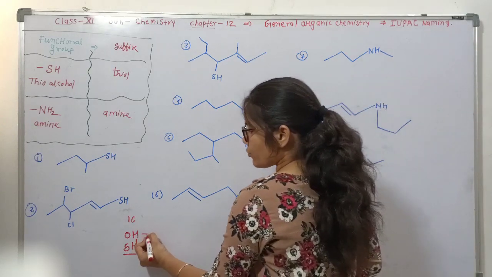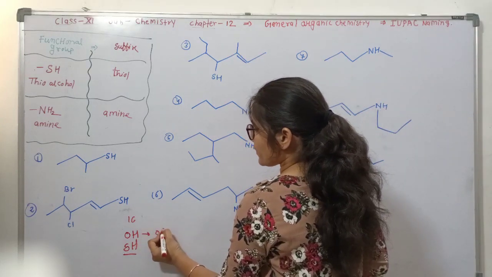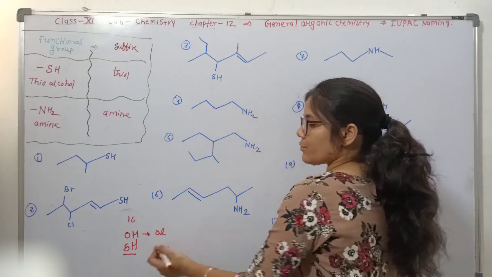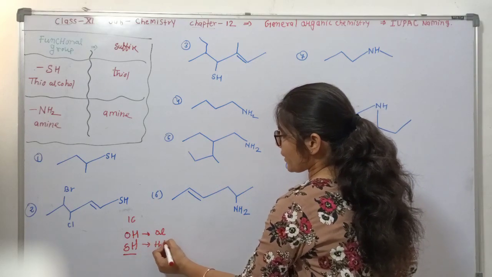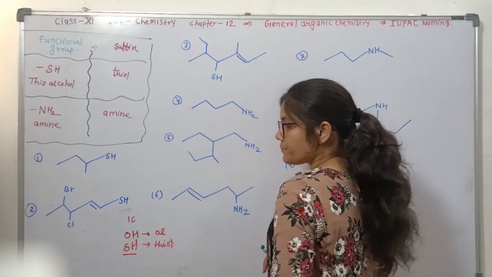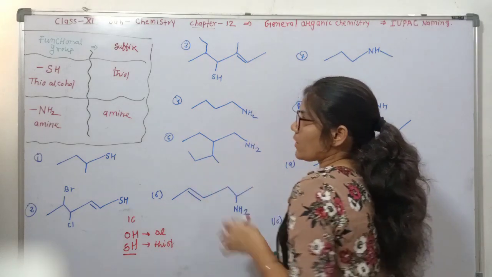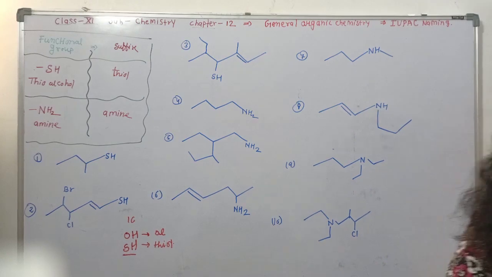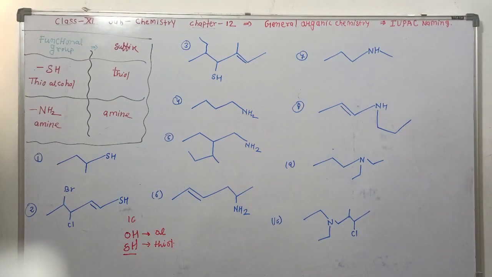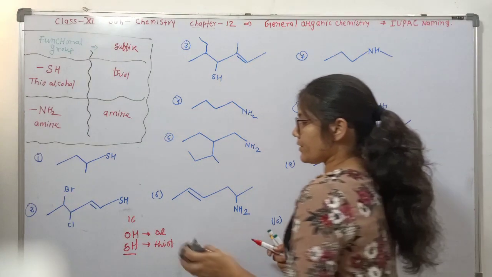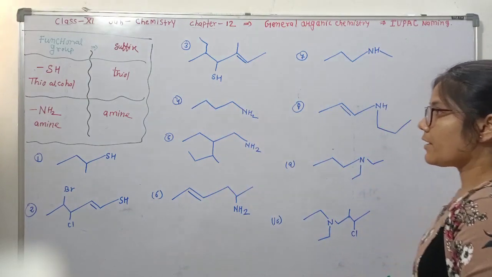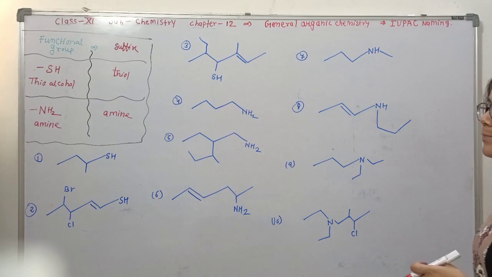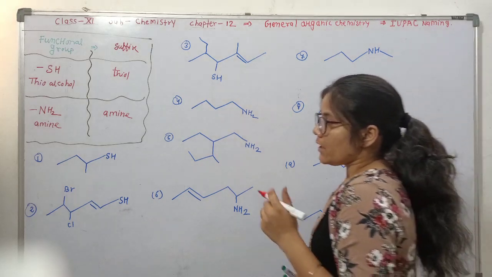For this group the suffix we are going to use is thiol. Now the next functional group is amine, that is NH2. For this group the suffix will be the same as amine. So let's just practice the examples.